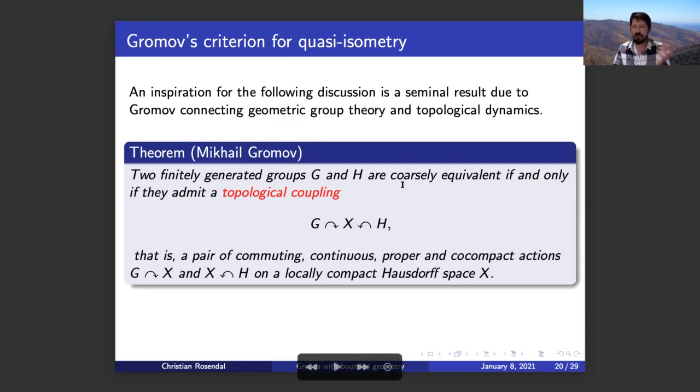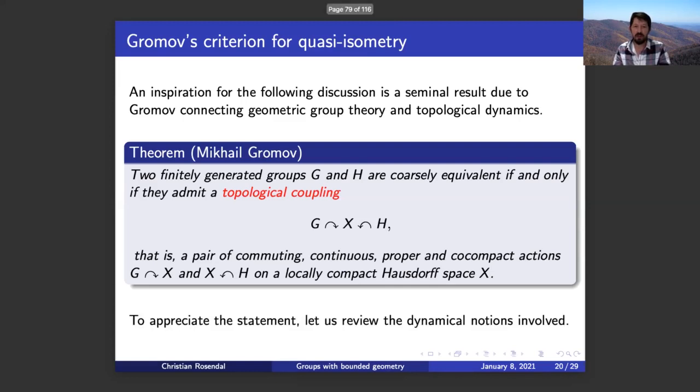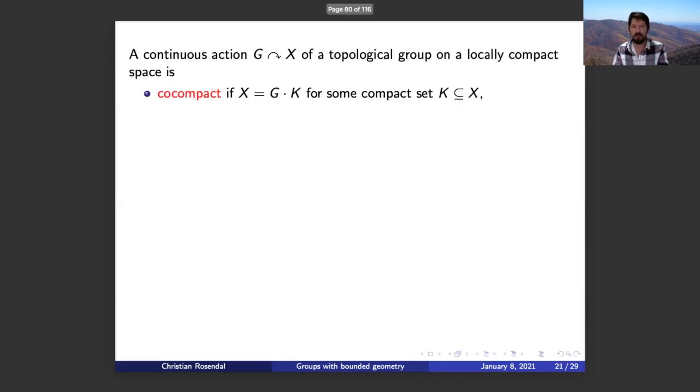So let me say that coarse equivalences, these are between two discrete objects, don't have to be continuous in any reasonable way. Of course, between discrete objects, that doesn't make much sense, but they don't even have to be bijections. So these are somehow wild maps that get regularized to become continuous commuting actions. Okay, so let's review some of these dynamical notions, and I'll generalize them a bit to fit our setting.